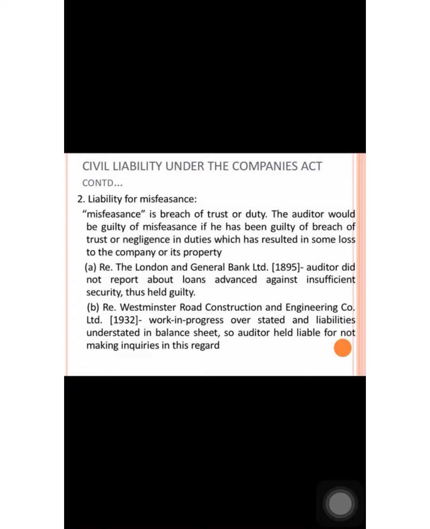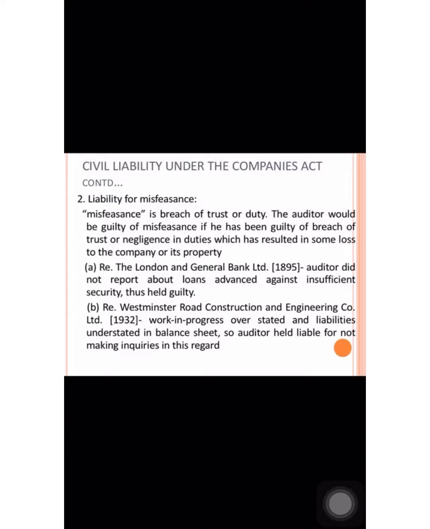The first such case is the London and General Bank Limited. In this case, the bank had advanced loans against insufficient securities, and no provision for bad debts was created against these loans. The auditors also did not mention anything explicitly about the loans, the insufficient security, or the bad debts in the report that the auditor gives to the shareholders. The directors also paid the dividends to the shareholders out of capital and not out of profits. So the auditors were held liable for making good the company's loss.